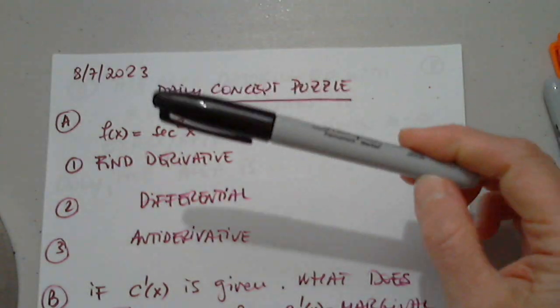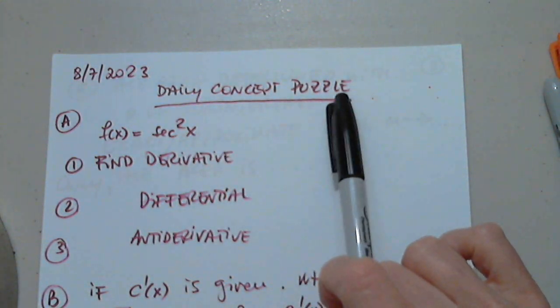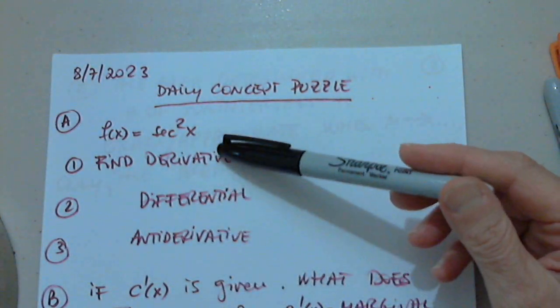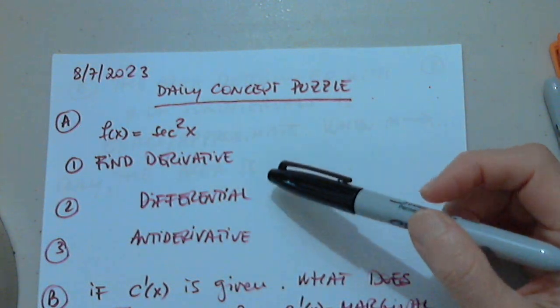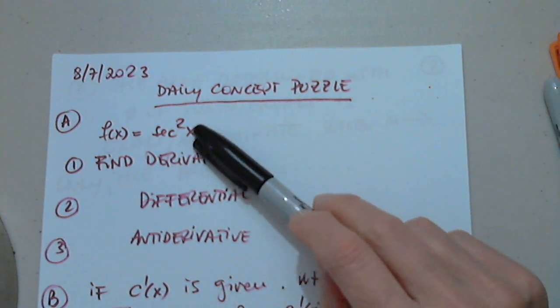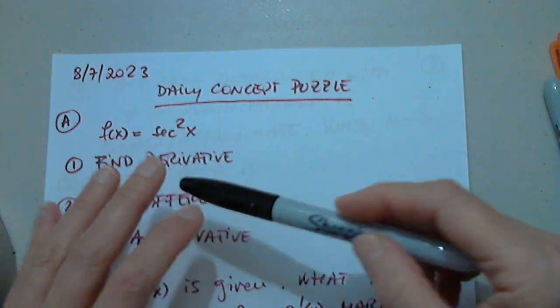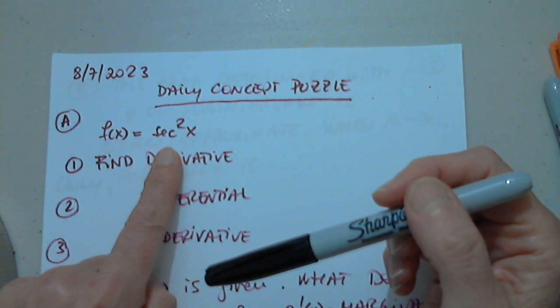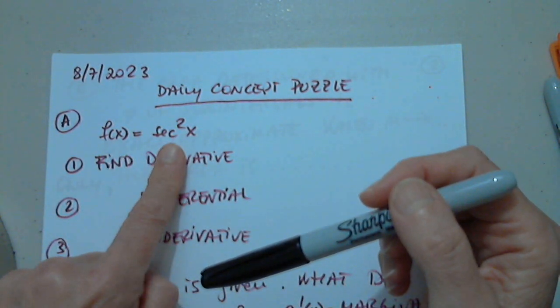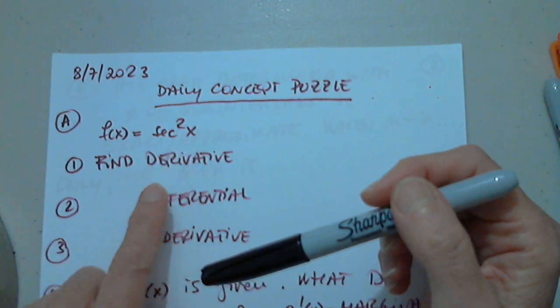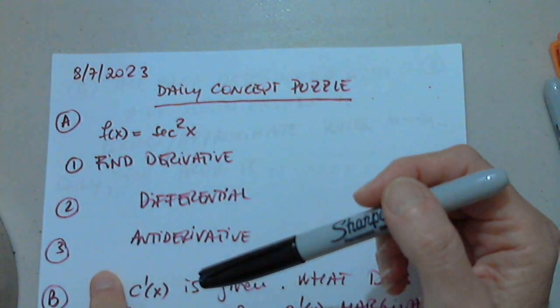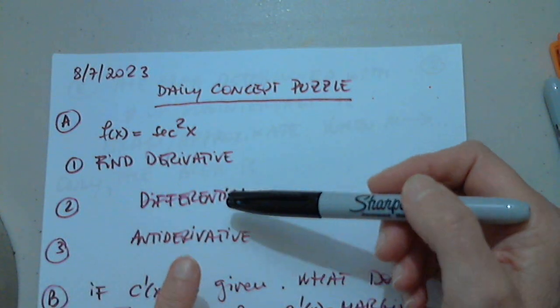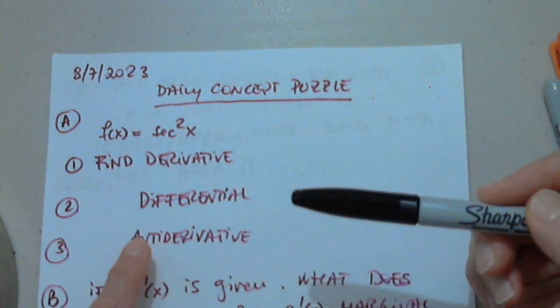You have. So let's talk about a few concepts that we discussed, and they're extremely important. So we have a function, I just created this this afternoon. So we have a function which is secant squared x. We're asked to find three different things: find the derivative, the differential, and the antiderivative.